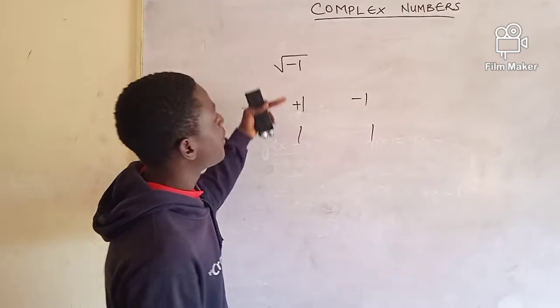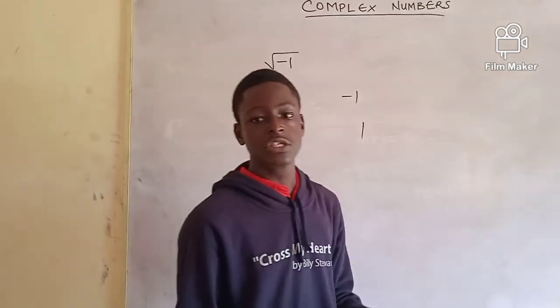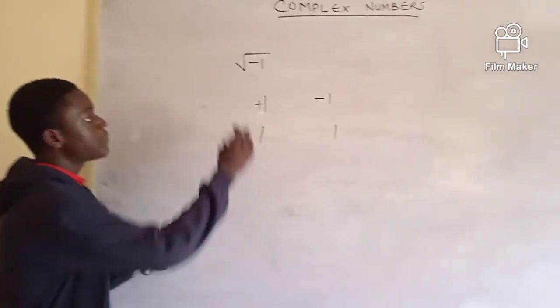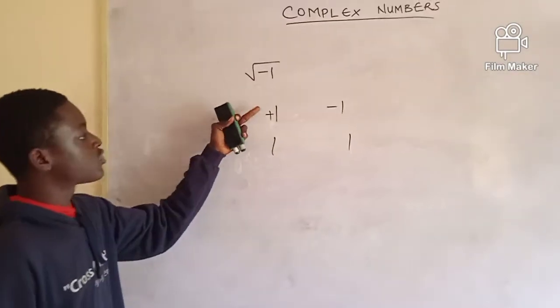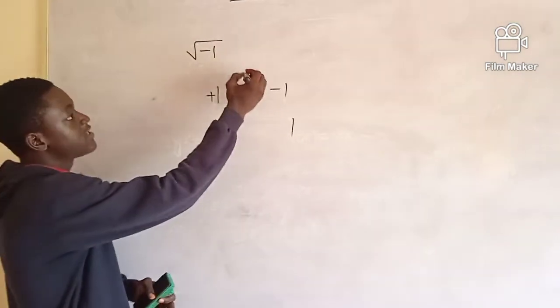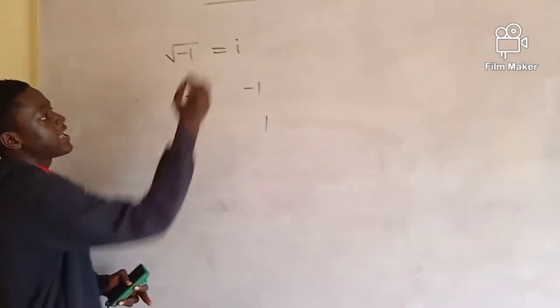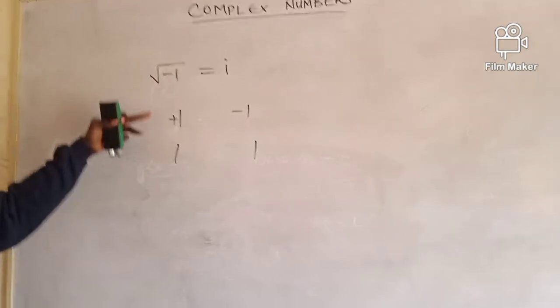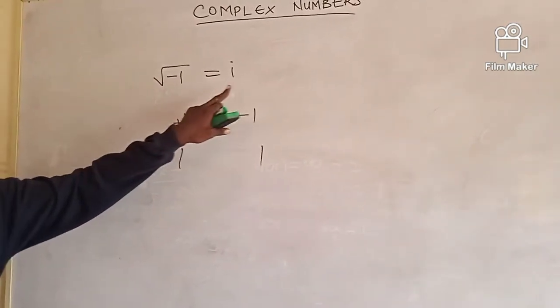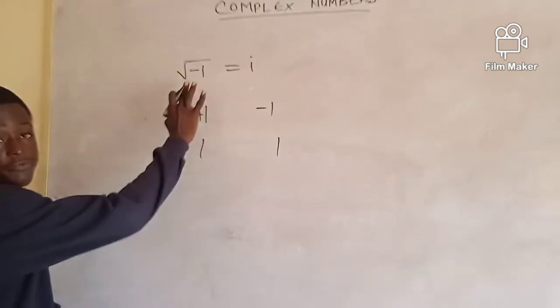Now the main idea around complex numbers is using i to represent this number. Because we can't find the square root of this number, it is called a complex number, and the square root of -1 is represented as i. Now one thing we have to note is the square root of a negative number involves i.